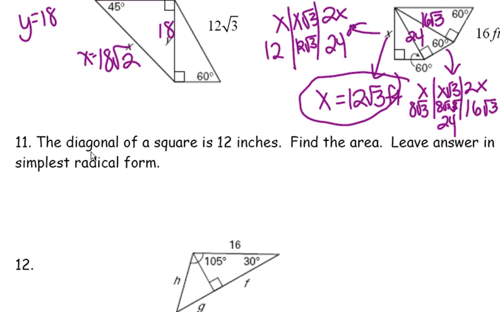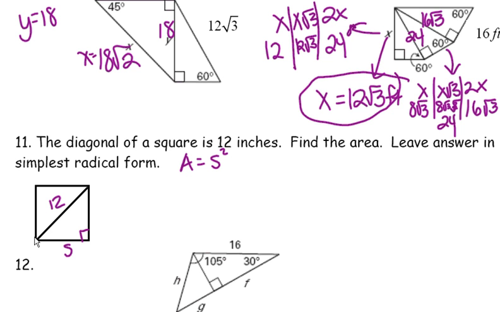Let's talk about 11 here. The diagonal of a square is 12 inches. Well, whenever a problem mentions a figure but doesn't draw it, it's a good idea for you to draw it. So there's a square, and the diagonal of that square is 12 inches. And it wants to know what the area of the square is. Well, area of a square is side squared. So what I really need to know is what my side is.